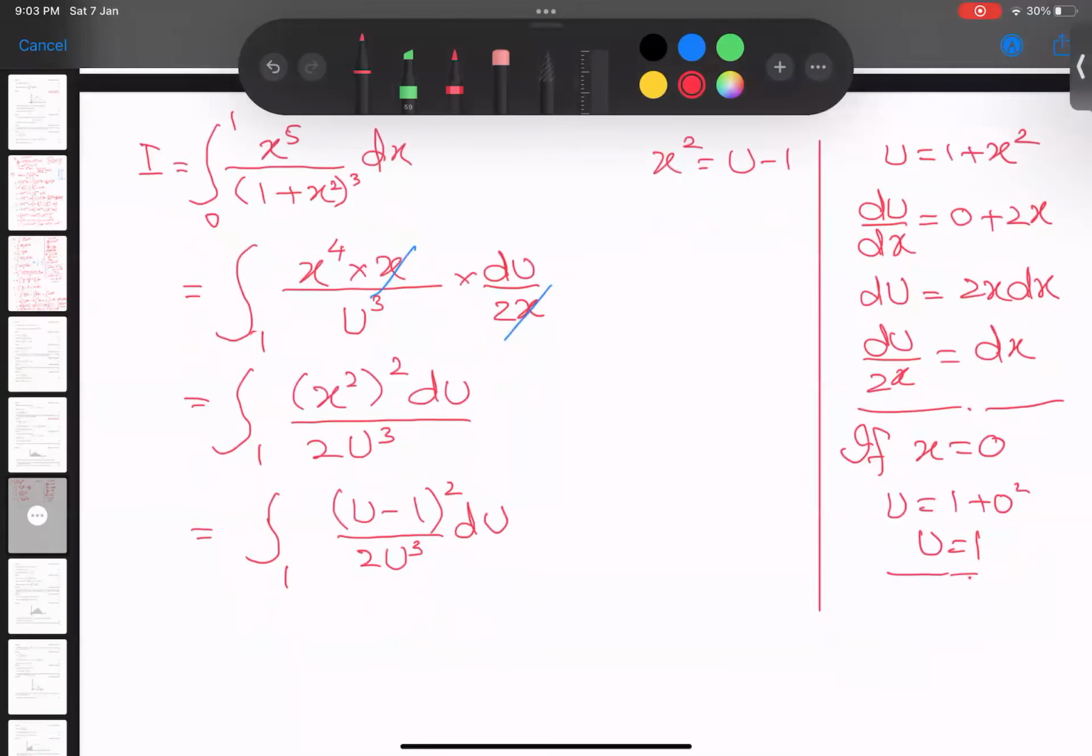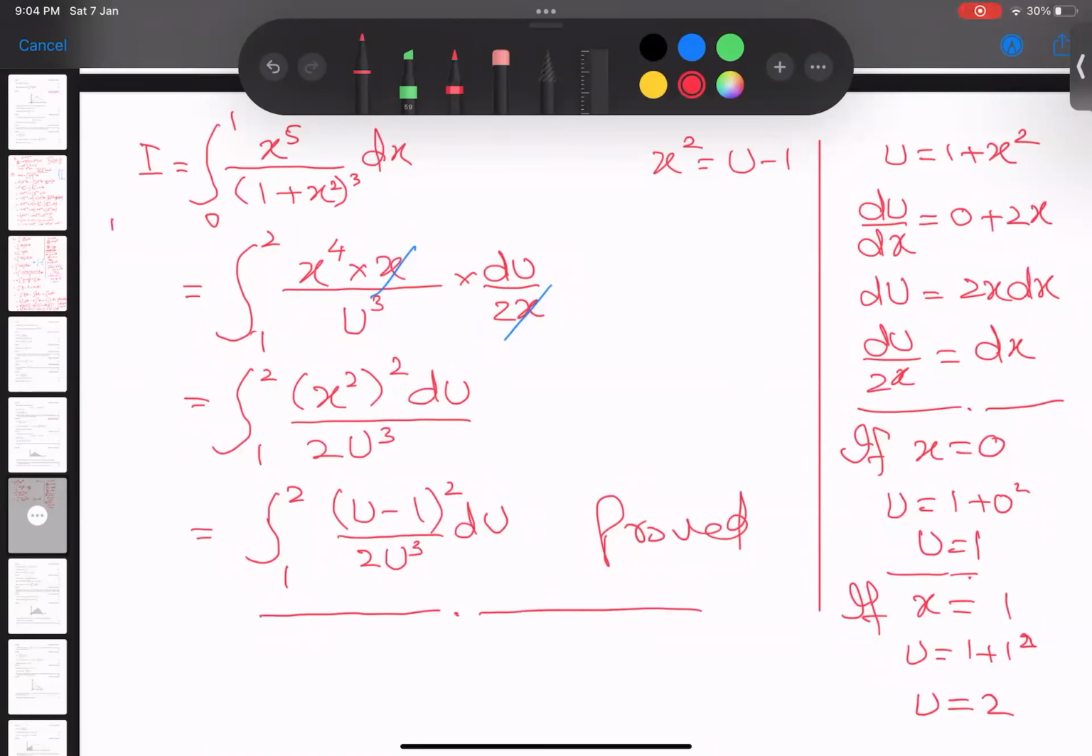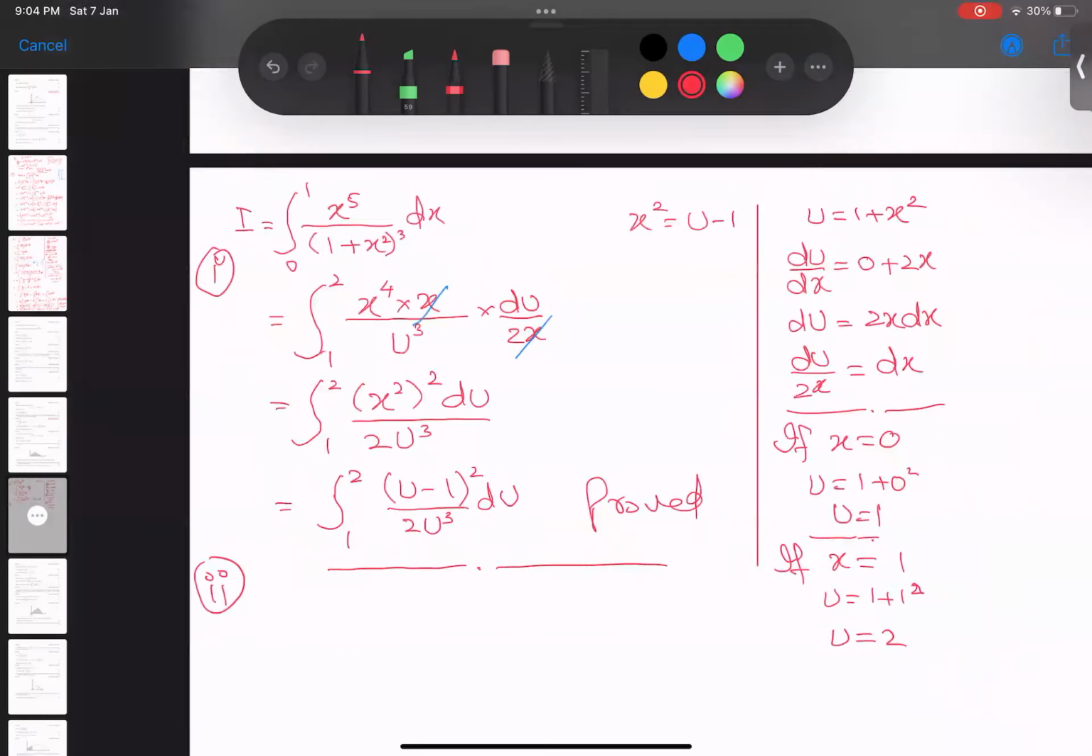Now I'll go for the next one. If the upper limit of x is 1, I plug 1 in here: 1 square is 1, plus 1, I get 2. So u is equal to 2. I replace the upper limit with 2, and that is proved. So my first target is achieved. The first part is over.